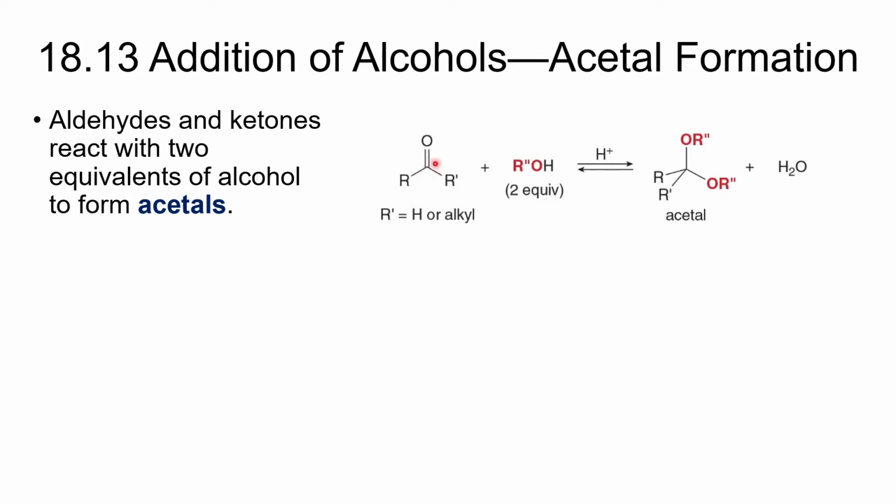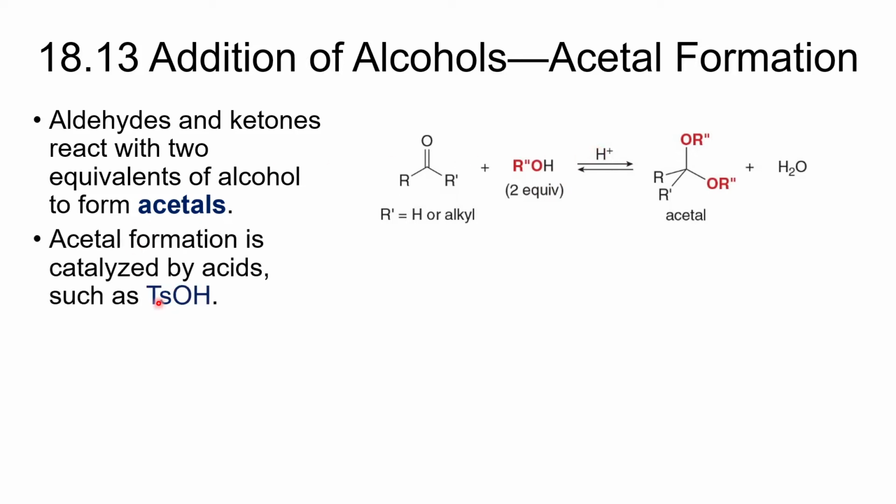So here is an aldehyde or ketone. Again, an aldehyde has at least 1 hydrogen, and with a ketone, they're both carbons. Here we've got two equivalents of alcohol. They can be anything from methanol, and there's some cool stuff we can do with this. I'll show you in a bit. We do need a small amount of a catalytic acid. Typically, we'll use something like toluene sulfonic acid. It's fairly acidic, but it helps with the solubility, and so it makes it possible to make this acetal.